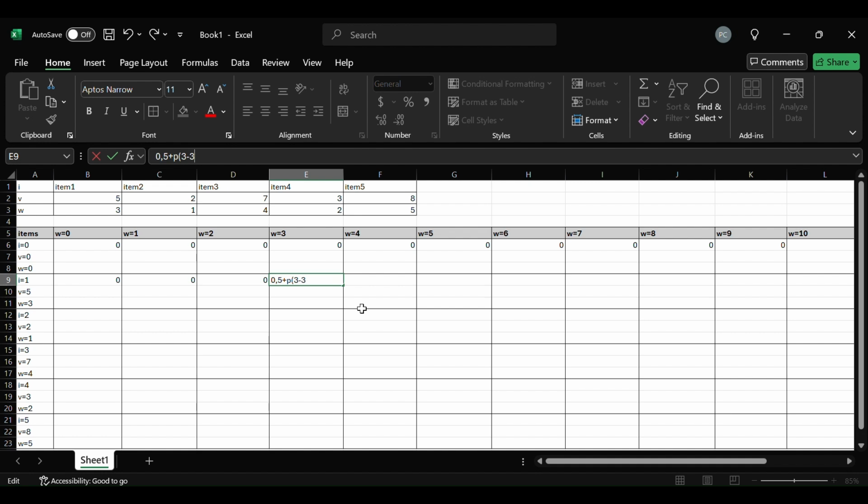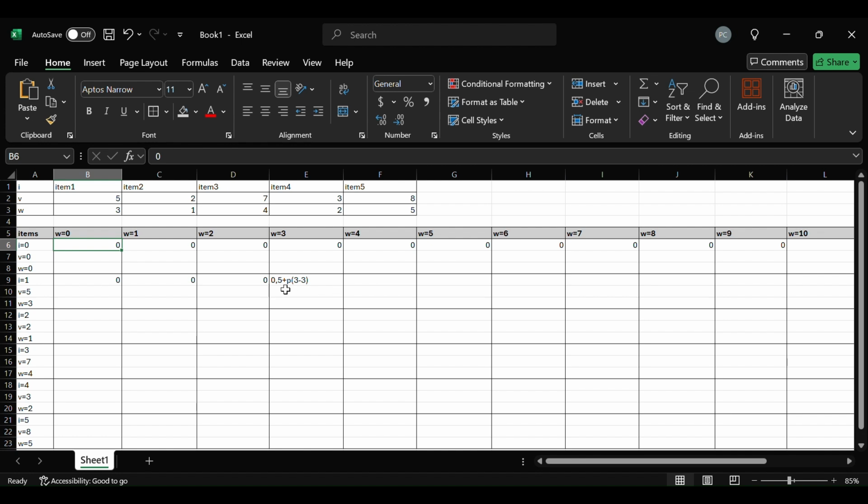So minus 3. So we have P of 3 minus 3, so this will become 5 plus P of 0. How do we get P of 0? Simply you go up one block and then you find for weight limit 0. What is the value? It is 0. So we will have 5 plus 0.